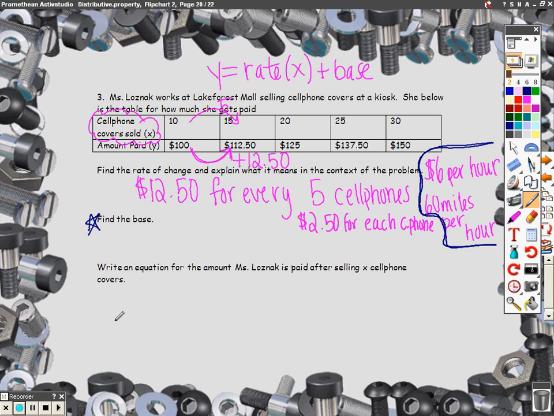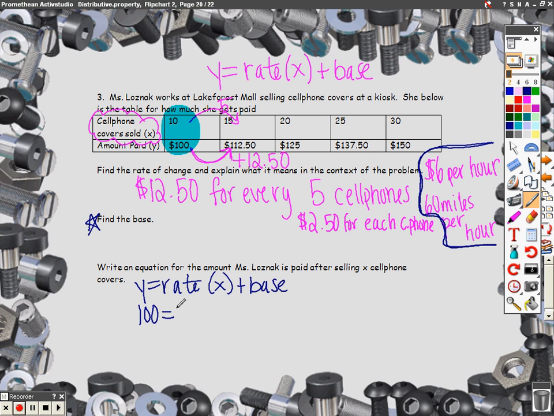I'm going to skip this one right here, and I'm going to kind of start with the idea of my equations. So I have y is equal to the rate times my variable plus the base. The base is what I'm trying to figure out. I'm going to choose just any point. I'm going to choose this point. I have an x value and a y value. My y value here is 100.